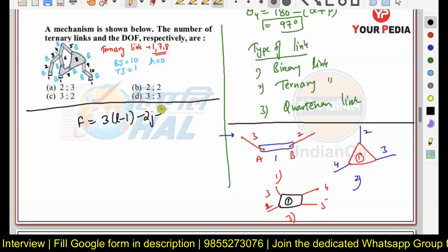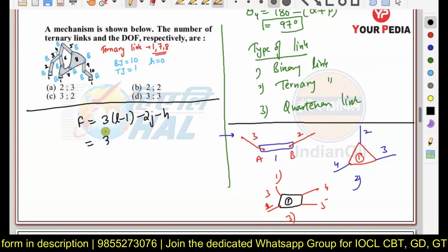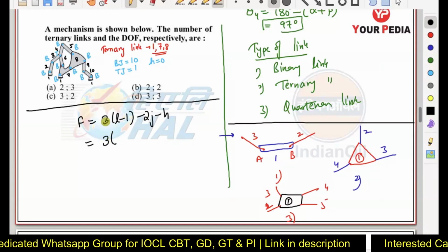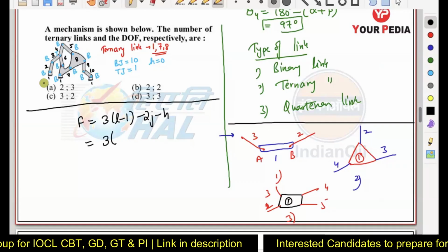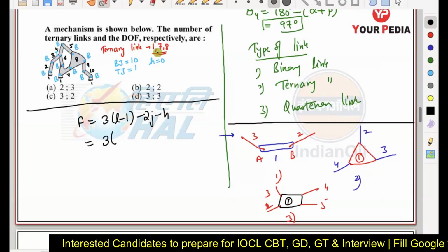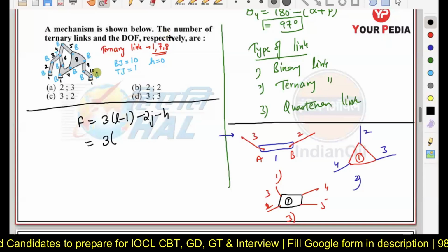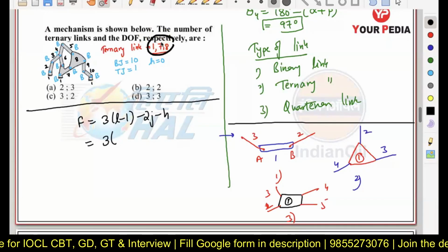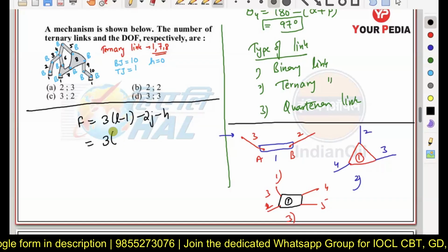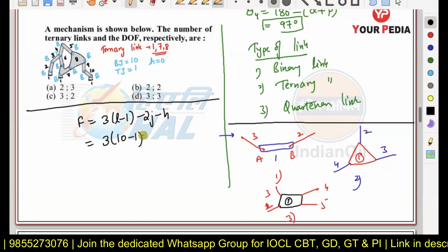2J minus H. So, there you can see, how many total number of links here? 1, 2, 3, 4, 5. Total 10 links are there, out of which 3 are ternary links and the remaining 7 are binary links. So I can say the number of links is total 10 here.